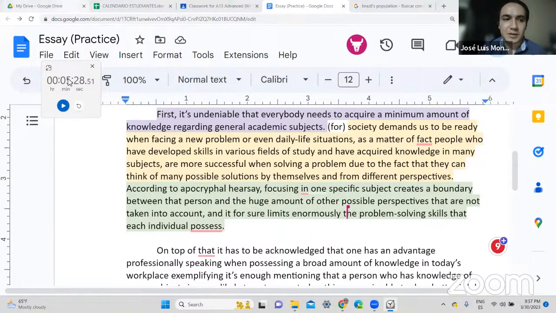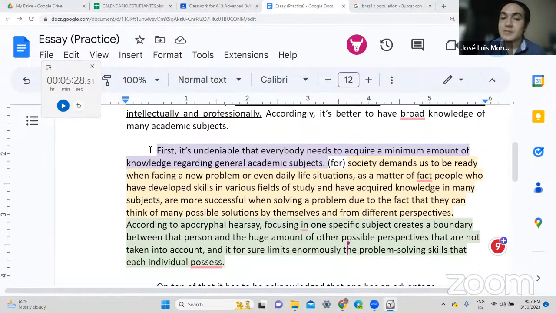So, okay, let's begin. You have first, yes, this is an introductory phrase, right? It is undeniable. We're going to see if we have that. That everybody needs to acquire, yes. So over here, it's the introduction for a paragraph, and it's just the two of them I'm going to mark. To acquire a minimum amount of knowledge regarding general academic subjects.